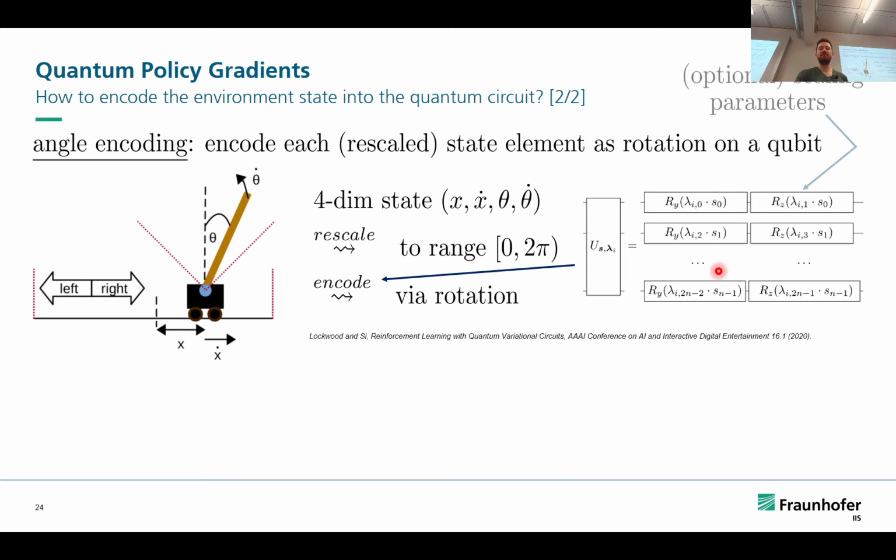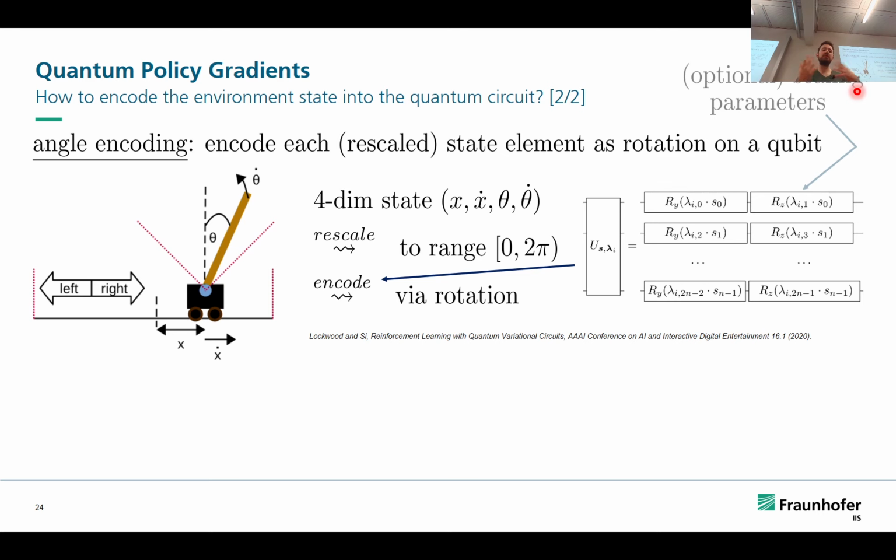And in this case here we use Y and Z rotations and also some additional scaling parameters which are actually learnable, but those just increase the expressivity of our model. The important part is that we can just use basically these renormalized state values as the angles of our rotation gates, and by that also get a unique encoding of our RL environment state into some quantum state.